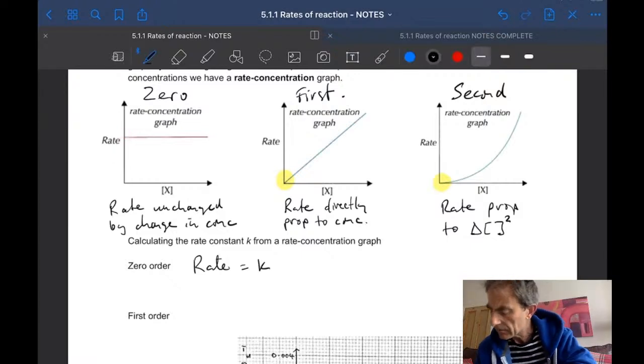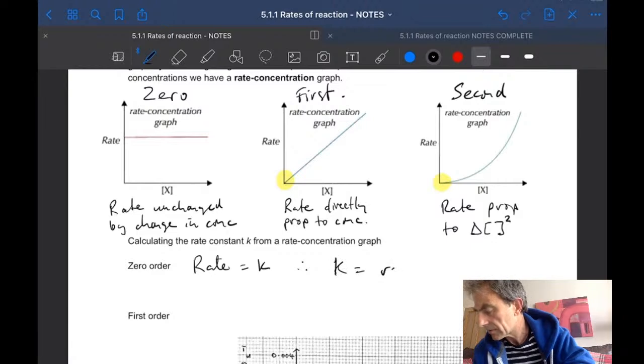Therefore, K equals the rate, and I'll just say from the graph above. Okay?